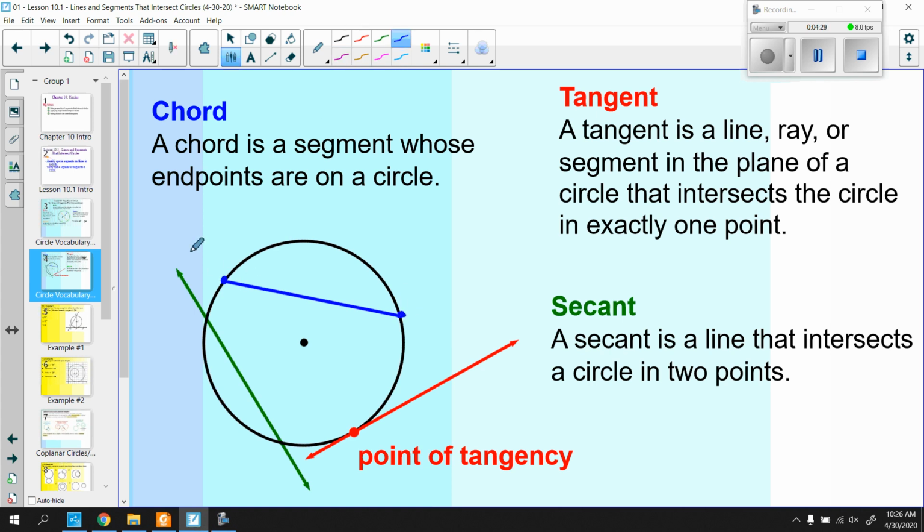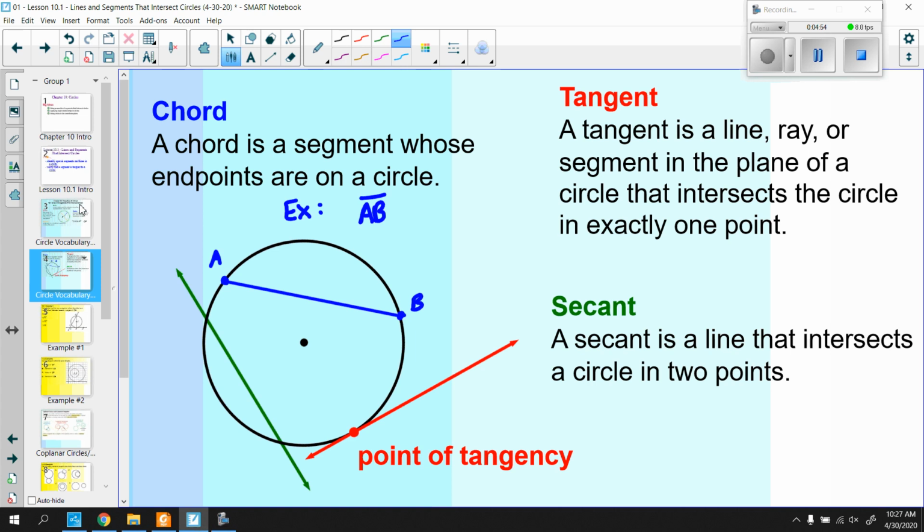Let's put some points to these here, so like A and B. A chord is a segment whose endpoints are on the circle. So I've got endpoints right here, A and B. So we would say an example of a chord in this figure would be, remember the abbreviation, segment AB with just the line above the top of it, so that would be a chord.